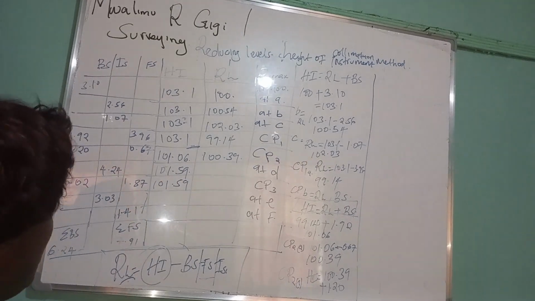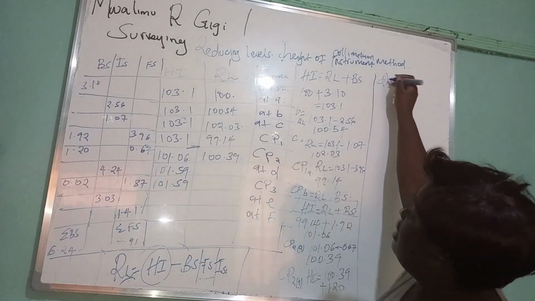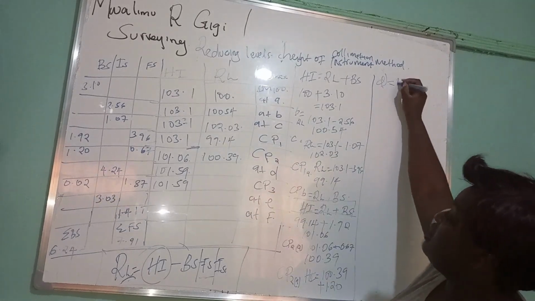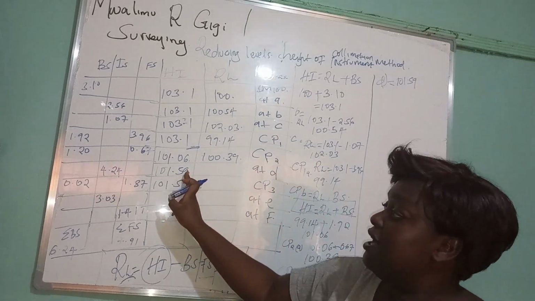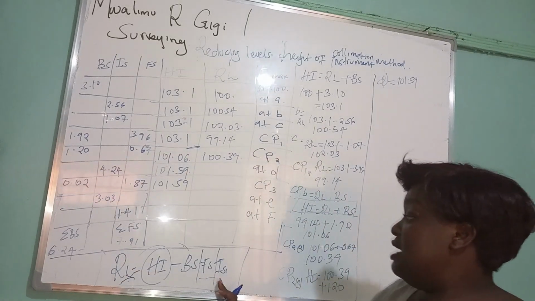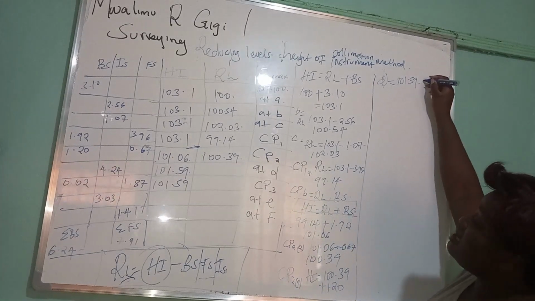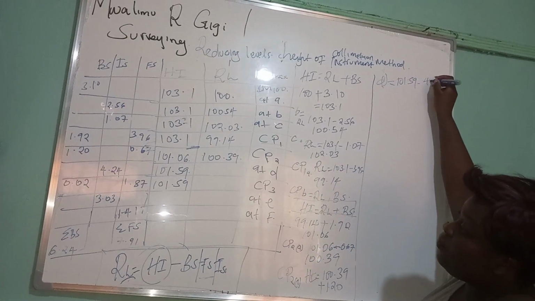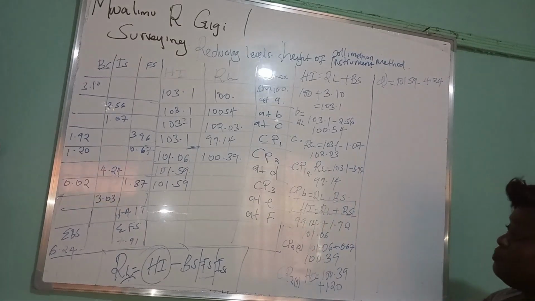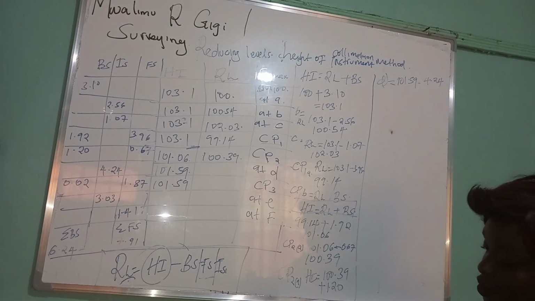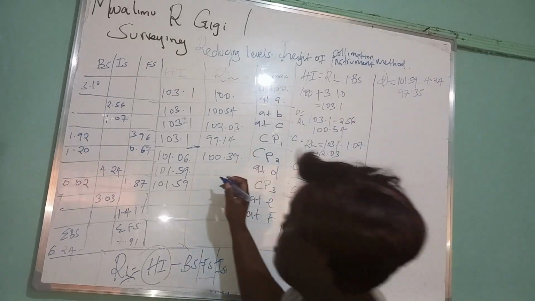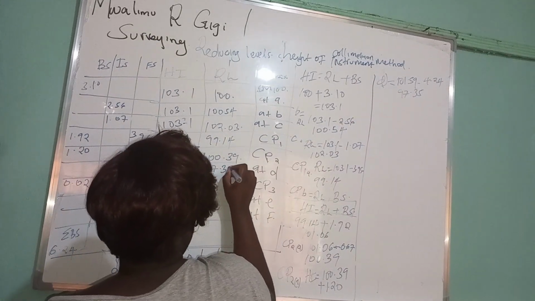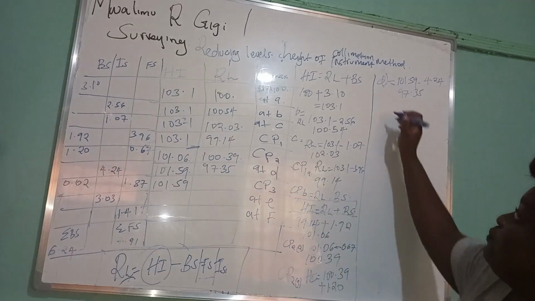So at D we have the height of instrument 101.59, and we have the intermediate sight. So it is minus the intermediate sight, which is 4.24. So 101.59 minus 4.24, which is 97.35.